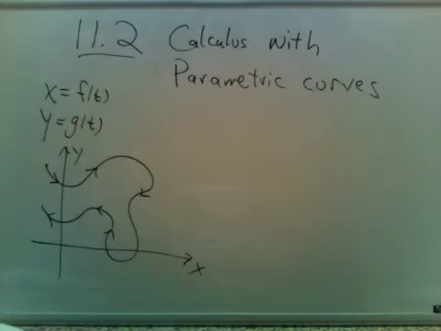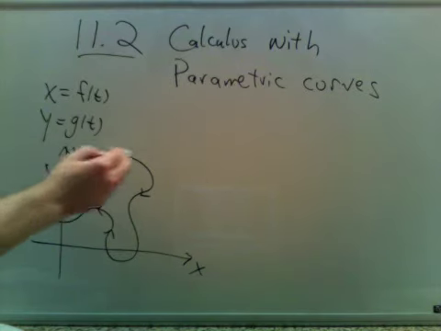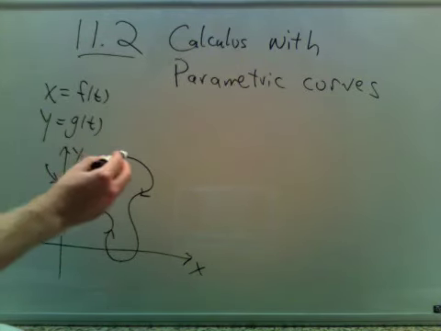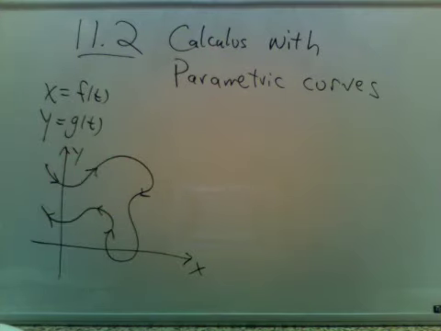Well, now that we know what parametric curves are, we should apply calculus to them. So here is a parametric curve with x equals f of t, y is g of t. They're both functions of the parameter t. That's sort of moving along this way. So it would be nice to be able to figure out an equation for tangent lines to this, or at least places where it looks like a function.